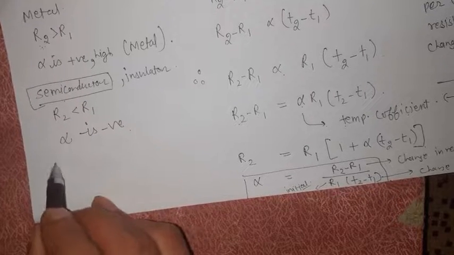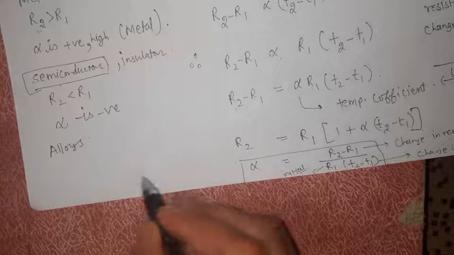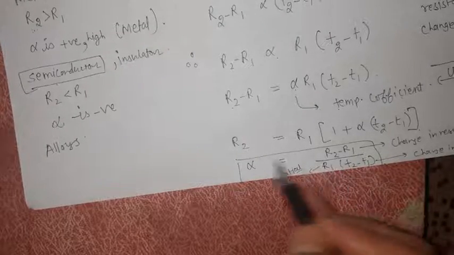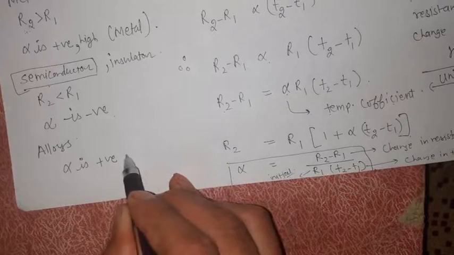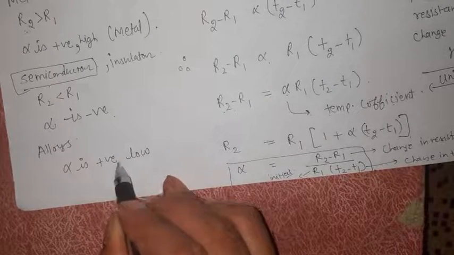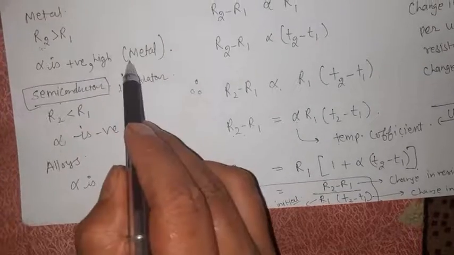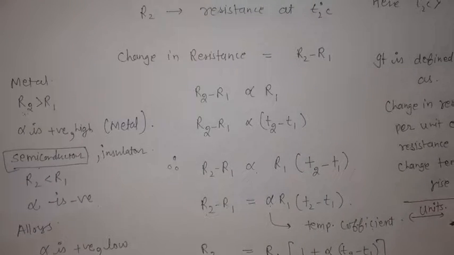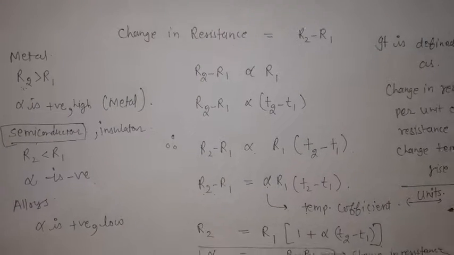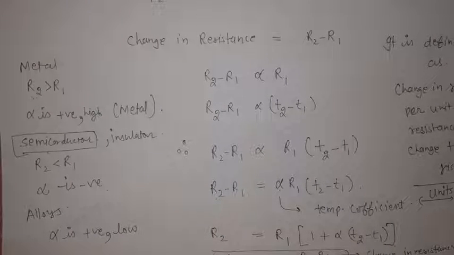And the next is alloys. For alloys there is a very small variation of resistance. So alpha will be positive, but the value will be small. Alpha is positive and low, but for metal, alpha is positive and high. Thus we come to know about the variation of resistance with temperature.